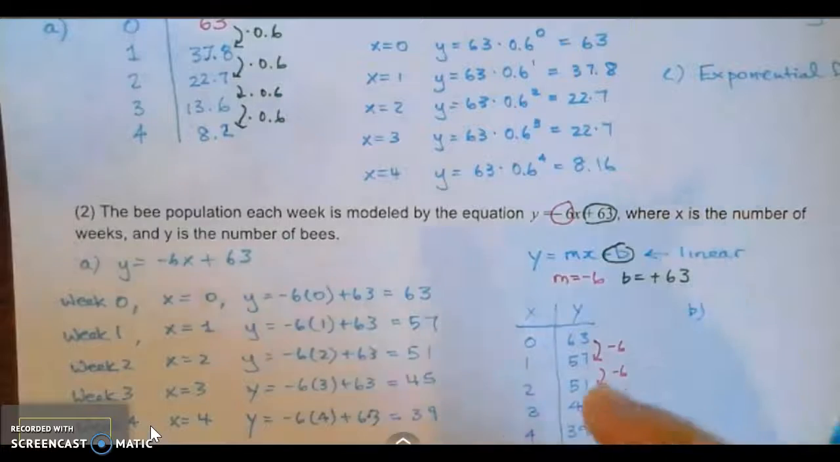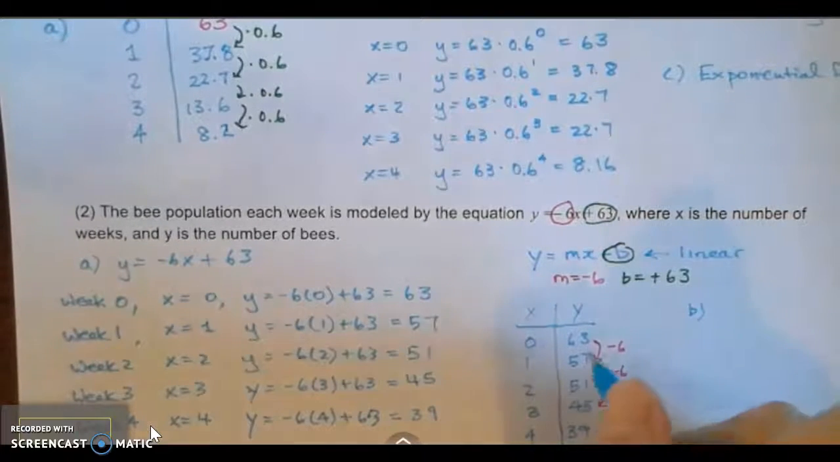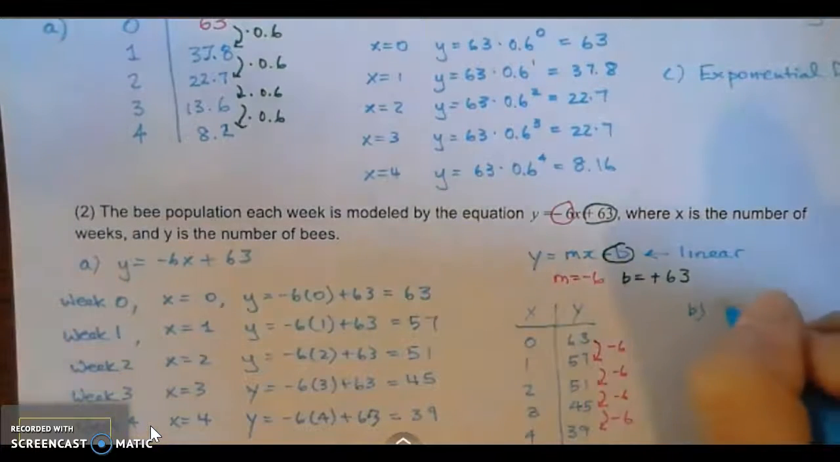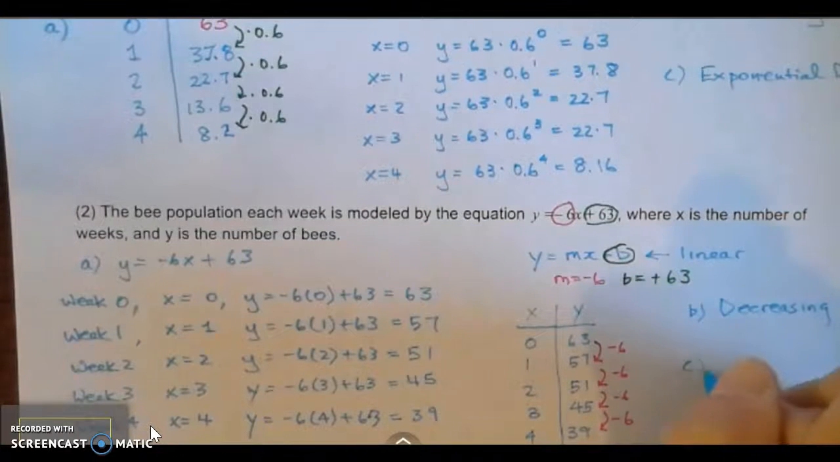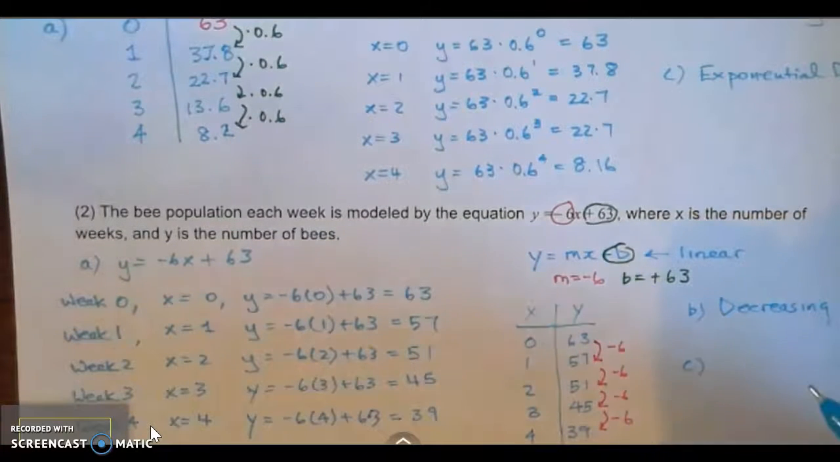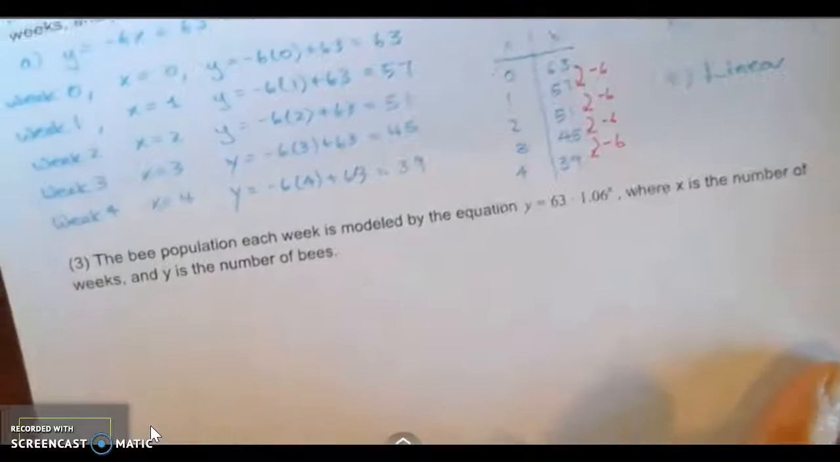What is B? Okay, is it increasing or decreasing? Are the numbers increasing or decreasing? It's decreasing. What about, is it an exponential growth, decay, or linear? We said this was linear. Okay, and then finally, let's go on to the last.